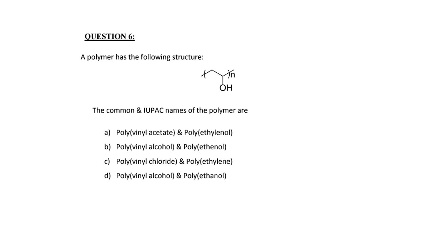Now we are moving to question number 6. A polymer has the following structure. Find the common and IUPAC name of the polymer. For the common name you need to find which monomer is repeating. Simply, if it is not making this bond and not making this bond, then it will be simply like that.